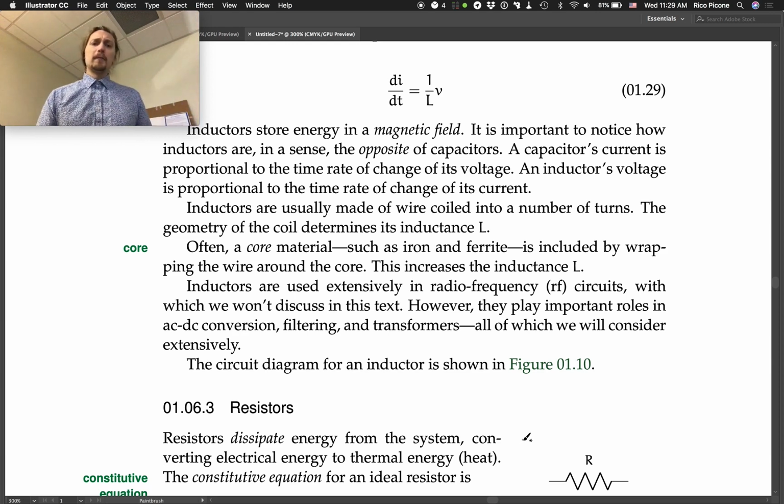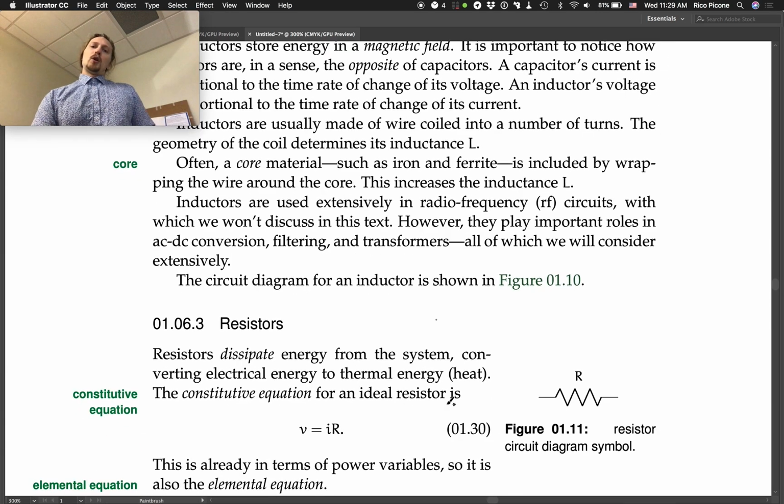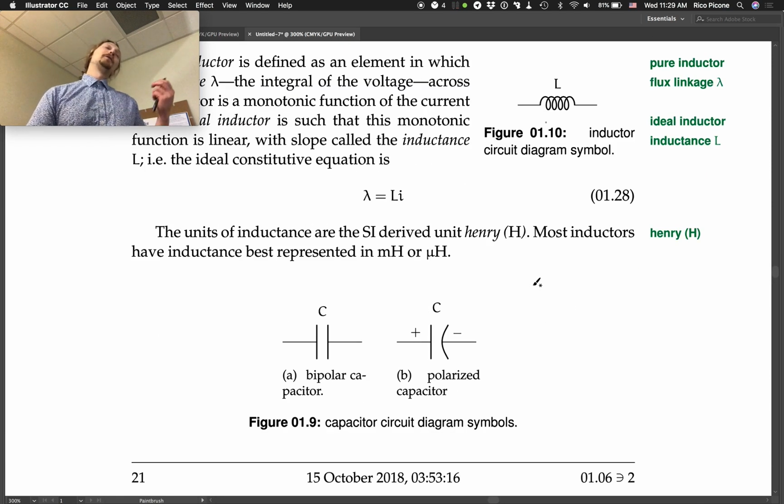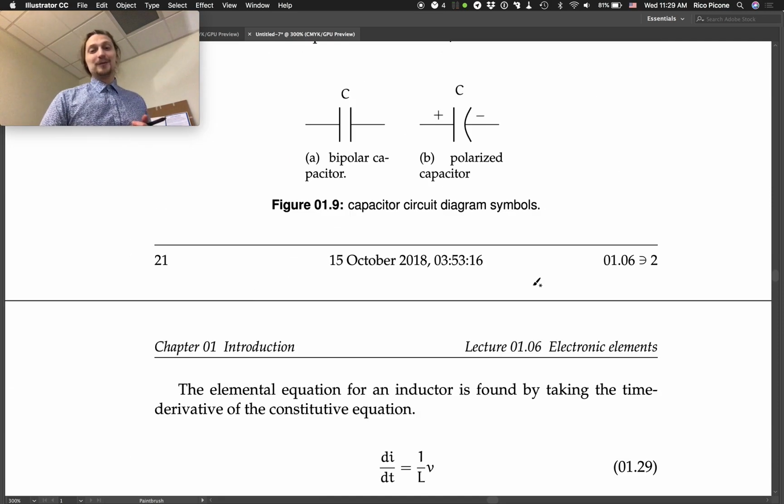The circuit diagram for an inductor is shown in figure 110, which was up here. This guy. If you guys don't recognize the inductor symbol at this point, you've got some problems ahead of you.